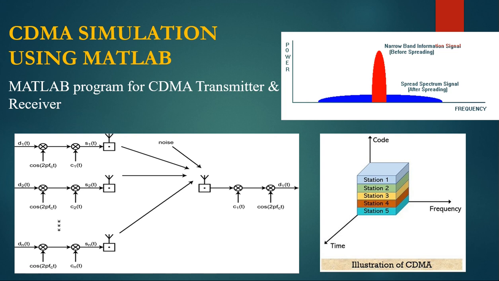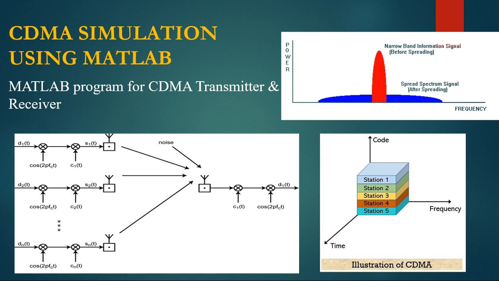Initially we will see how the spreading concept is useful for implementing CDMA. Later on we will move on to the CDMA block diagram and how it operates, and then we will proceed to the algorithm for simulating CDMA transmitter and receiver using MATLAB, and then to program implementation. Later we will go for observation and the results of the simulated program. Finally we will conclude with advantages and disadvantages of CDMA.